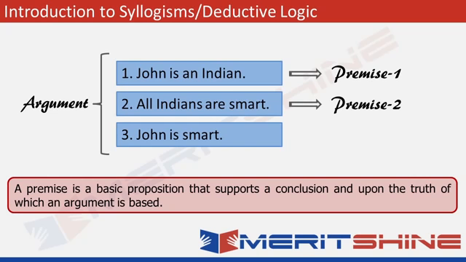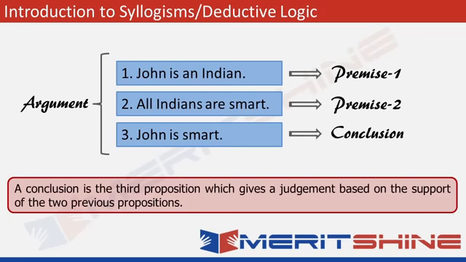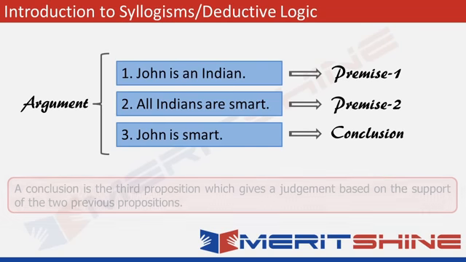Likewise, look at the second premise. All Indians are smart. So even if you don't think that all Indians are smart, you will have to believe that all Indians are smart for the sake of this argument. Only then can you reach a conclusion. So this is our conclusion. It's the third proposition of an argument which gives a judgment based on the support of the 2 previous propositions. So we can reach a conclusion based on the 2 premises given in the argument. So that's the complete structure.